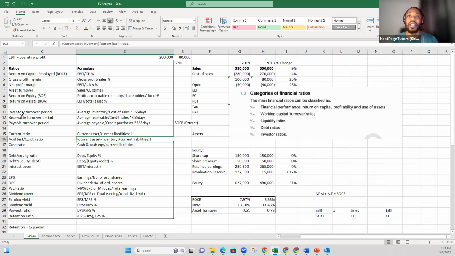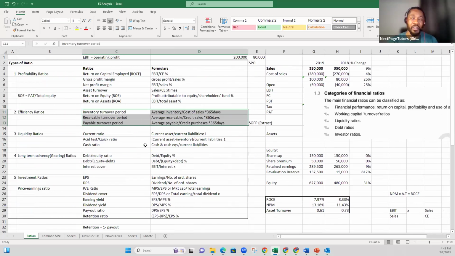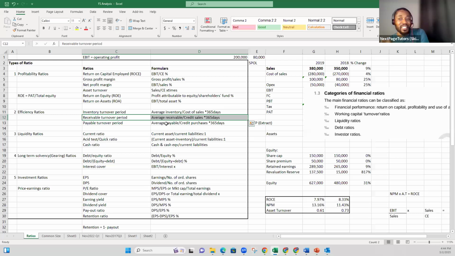So these are basically the three ratios we are going to be looking at under your efficiency ratios, and that's inventory turnover period, your receivable turnover period, and your payable turnover period. Follow me. The formulas are very simple. Your inventory turnover period is average inventory over cost of sales. So we are focusing on the average inventory divided by cost of sales. But for receivable turnover period, we still use average receivable, but over credit sales.